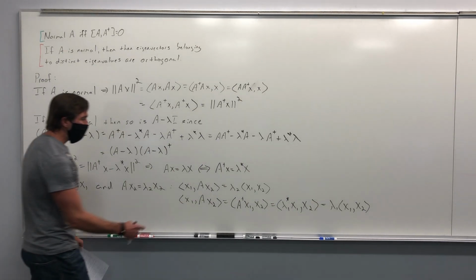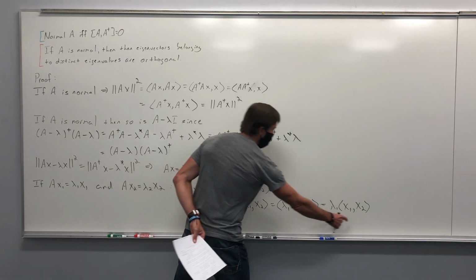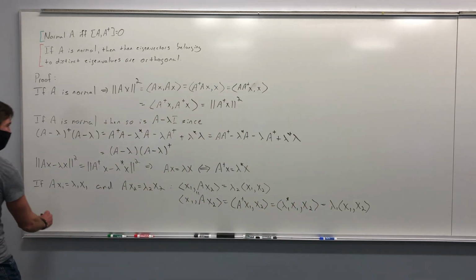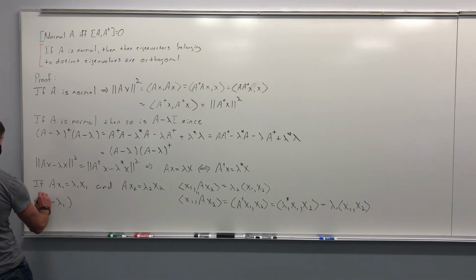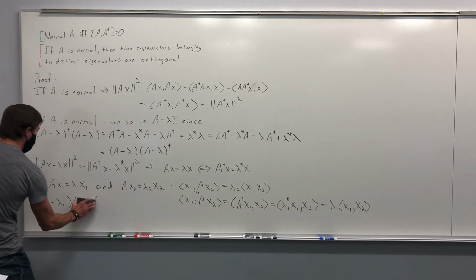Okay, so these two things are identical. So that means that these two things are identical, which means if I subtract them, I'll have lambda 2 minus lambda 1 times the inner product of x1 and x2.